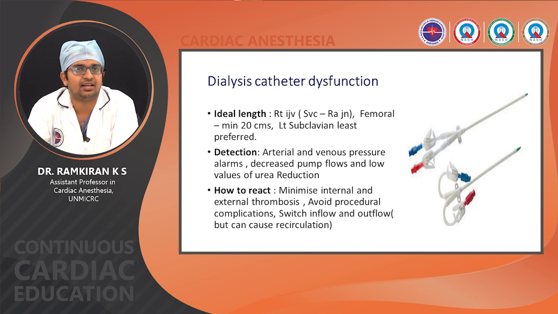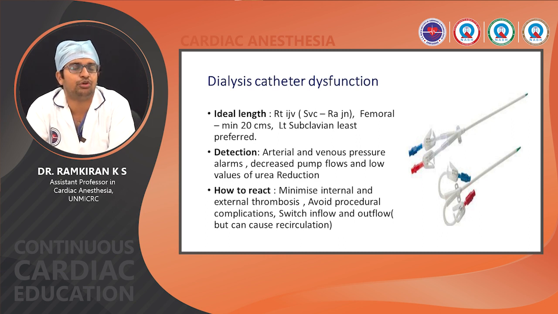So the ideal position, if you put a right IJV, it should be at the SVC-RA junction, a minimum of around 20 centimeters. If you are putting a femoral catheter, the ideal length should be more than 24 centimeters. Left subclavian is least preferred. So dialysis catheter dysfunction can occur, and how is it detected? Usually the arterial and venous pressure alarms are buzzing, and then the pump flows decrease and the urea reduction value is lowered.